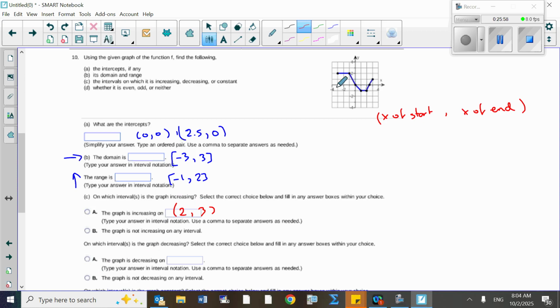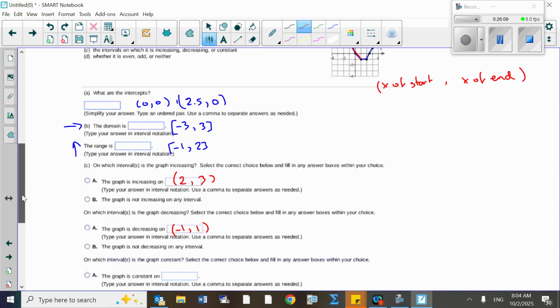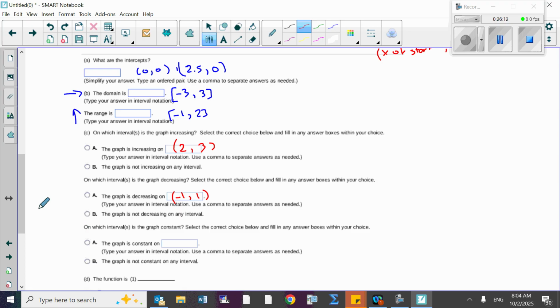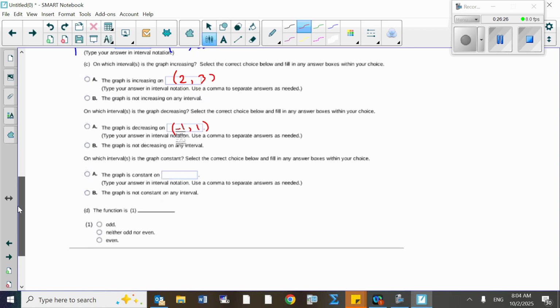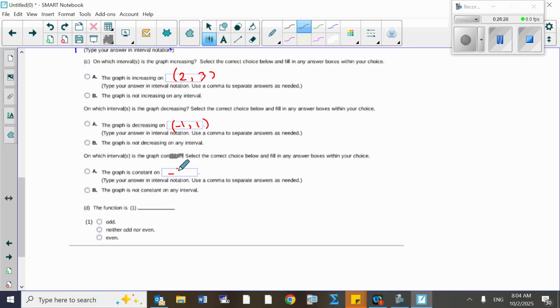Decreasing part. Decreasing is this one, from this point to here. So x start is -1, x end is 1. Where's the constant part of the graph? We have two constant parts. One of them is here, which is from -3 to -1, and the other one is from 1 to 2. So I'm going to write -3 to -1, and the other one is 1 to 2.